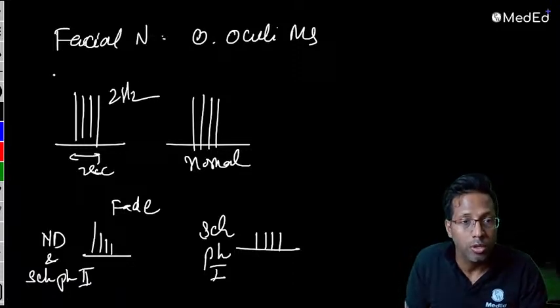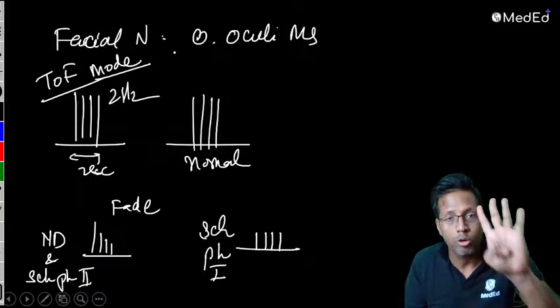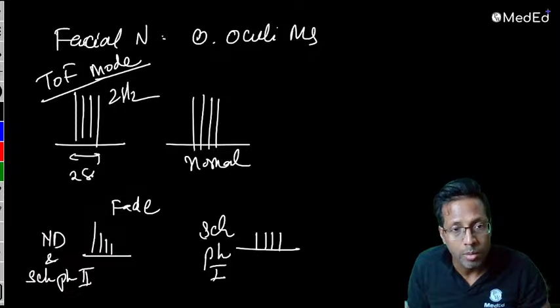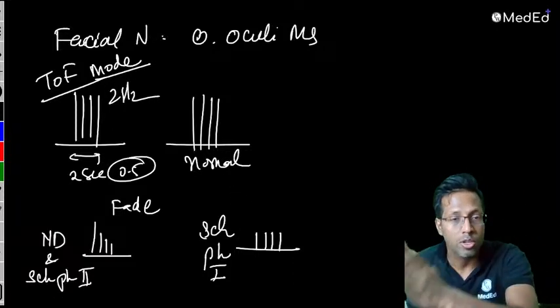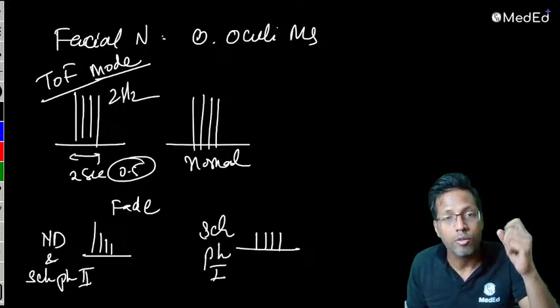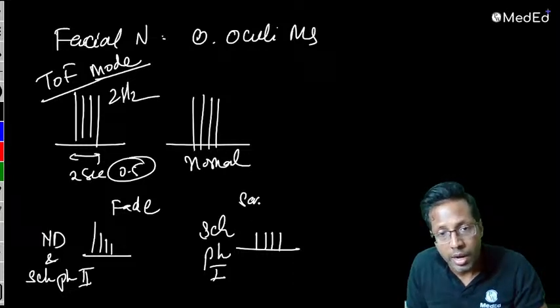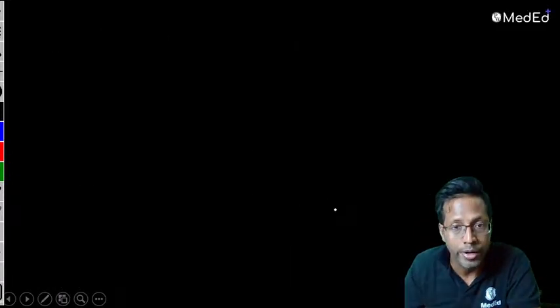So this is what is called as train of 4 mode. This is the most commonly used mode where you give 4 stimuli each of 2 hertz in a span of 2 seconds. 2 seconds means there is a 0.5 second gap between each stimulus. And then the normal response would be to get the same 4 responses on the thumb, right? In case of non-depolarizing and succinylcholine phase 2, you get to see fade. In case of succinylcholine phase 1, you get to see same height but decreased amplitude. Okay? So that is about the neuromuscular monitor.